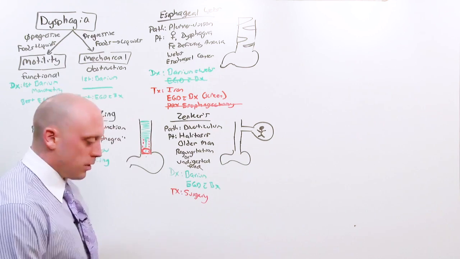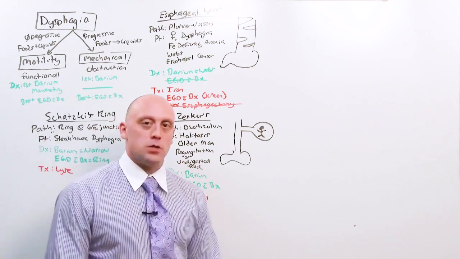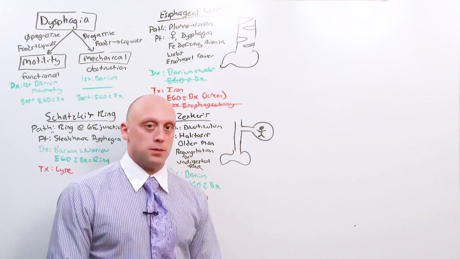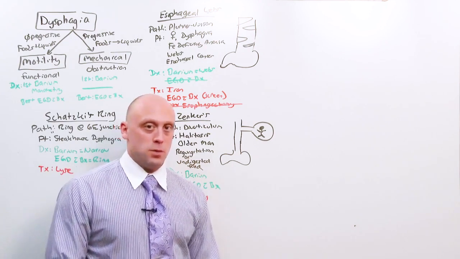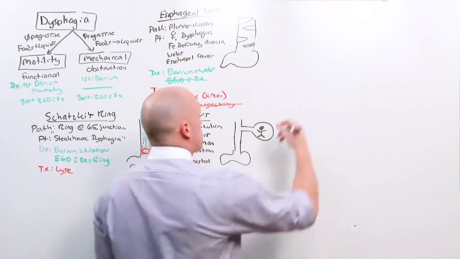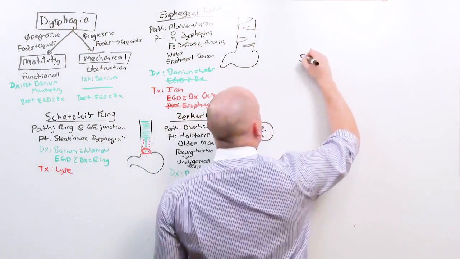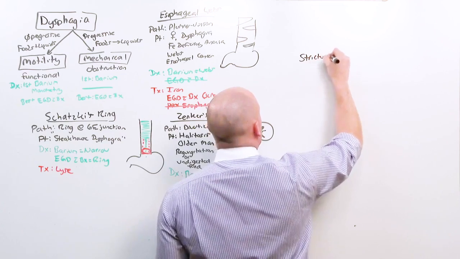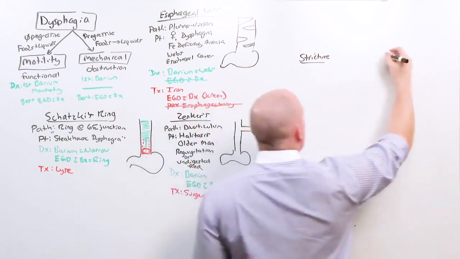The last two we're going to talk about are going to be very similar to one another, and I want you to make sure that you understand the good comparison. We're talking about dysphagia in a patient, and we're talking about mechanical obstruction. We're talking the difference between stricture and cancer.